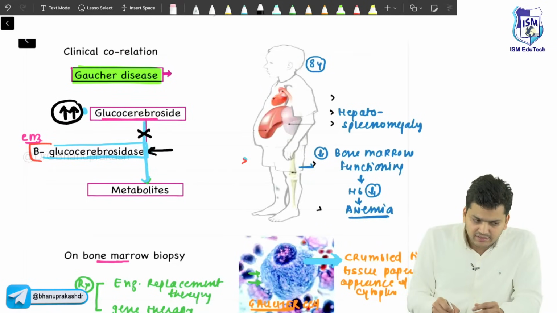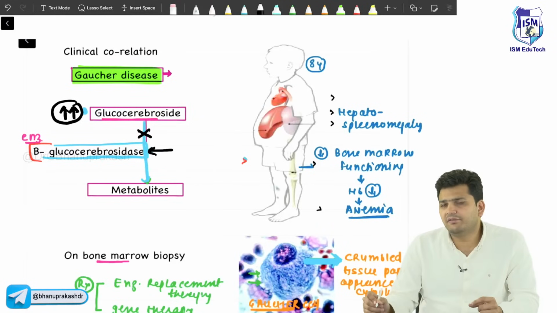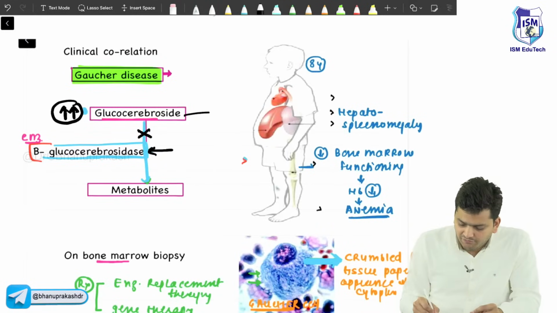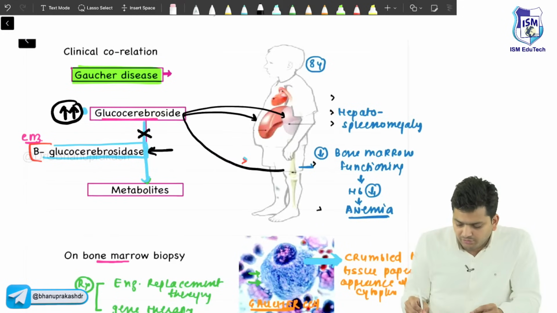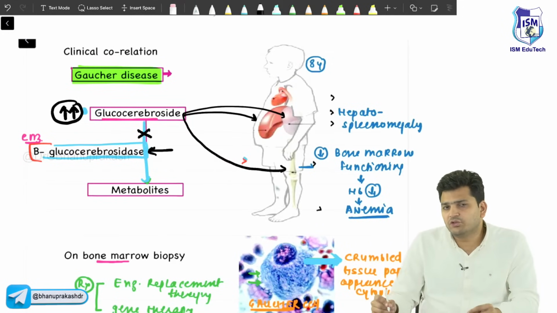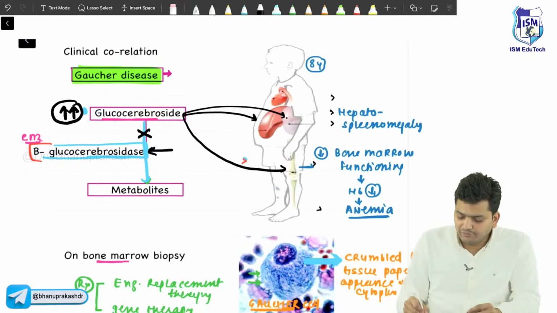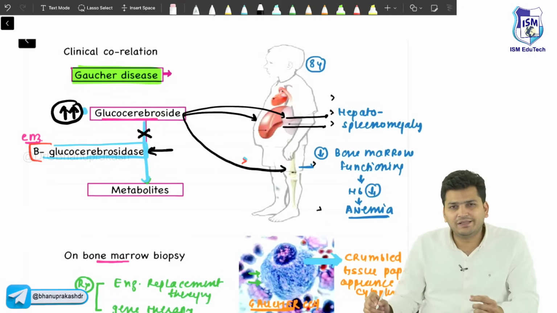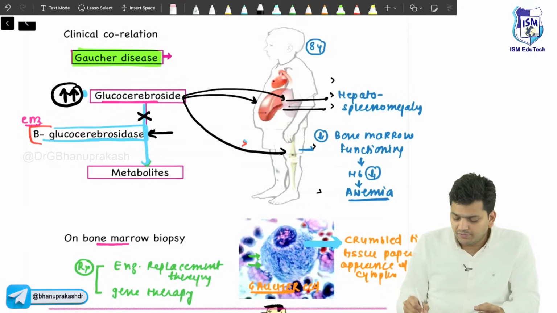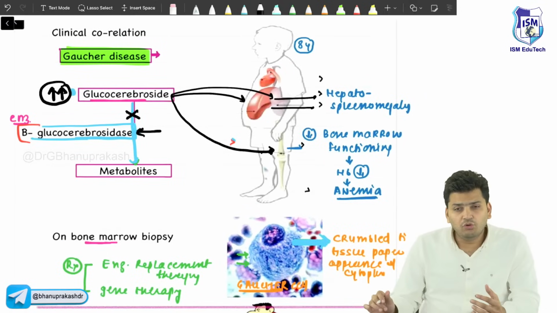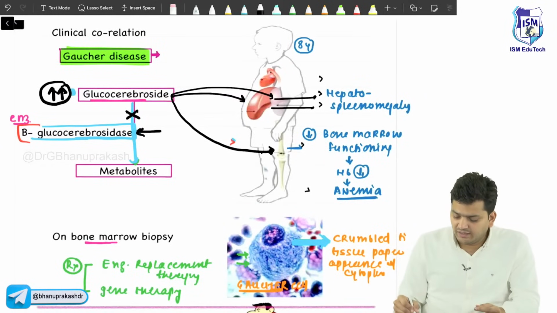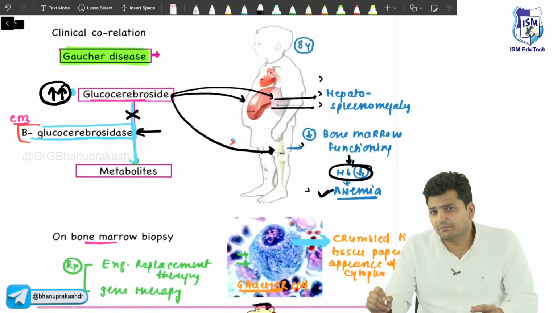And once they increase, they are going to deposit at different places. Some of them will deposit in the liver, some in the spleen, some in the bone marrow. Because this glucocerebroside will deposit in the different parts, there is going to be hepatomegaly, splenomegaly, and because it is stored in the bone marrow, the bone marrow will not work properly, there is going to be a decrease in the hemoglobin, and because of that, the patient will develop anemia.